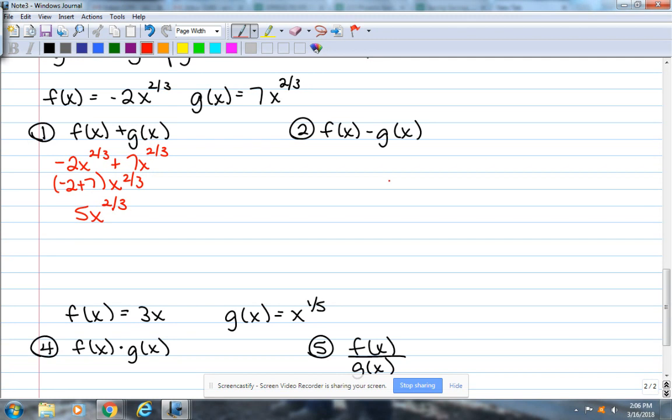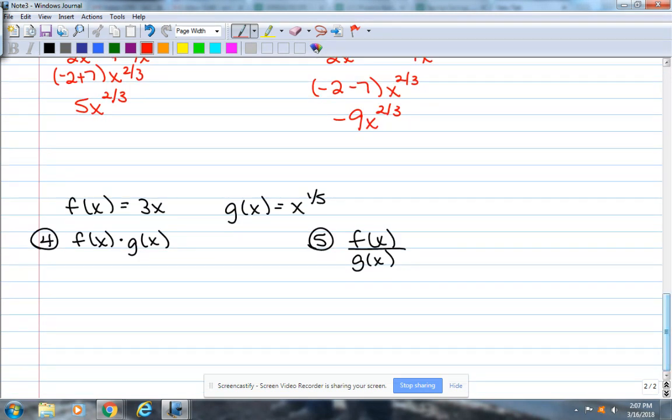Okay. So I'm subtracting on number 2. So what do I write down? What's f of x? To the 2/3 minus 7x to the 2/3. And then I combine my front terms. -2 minus 7x to the 2/3. And what's -2 minus 7? So -9x to the 2/3. Raise your hand if you got -9x to the 2/3 for that one. Okay, good job.